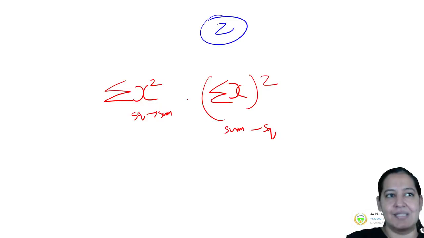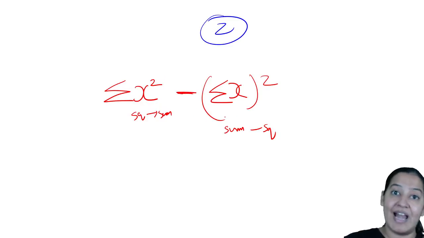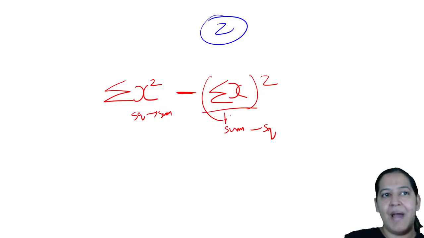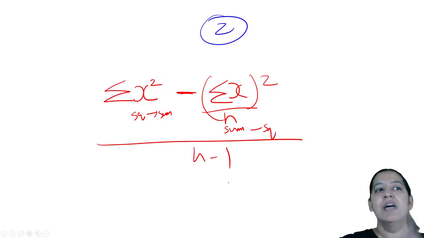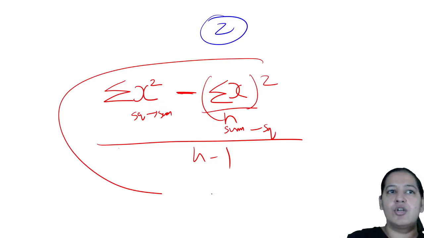So look at the brackets and subtract them from each other. This is how, without calculating the mean, you can do it. And divide it by n only. If it is less than 30, it is n; if it is more than 30, n minus 1 also comes in. So this is the formula. In method 2, you directly have to apply a formula.